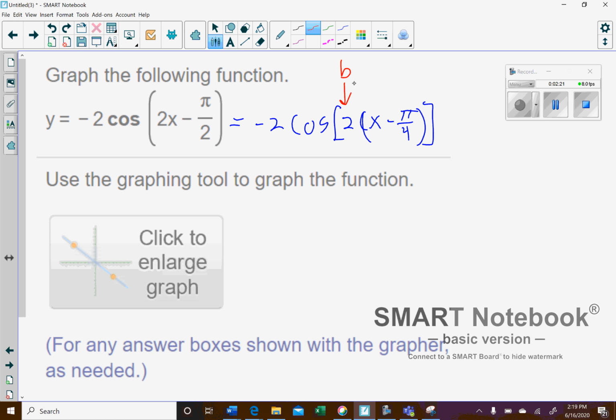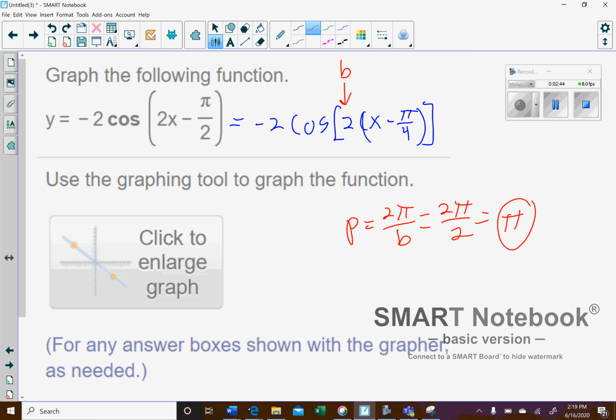So that's going to be your B value for your period. To figure out your period, you do 2 pi divided by B, which in this case will be 2 pi divided by 2, which is pi. So that's going to be our period. Our period is going to be pi. And then our phase shift is going to be to the left, I'm sorry, to the right, pi over 4.